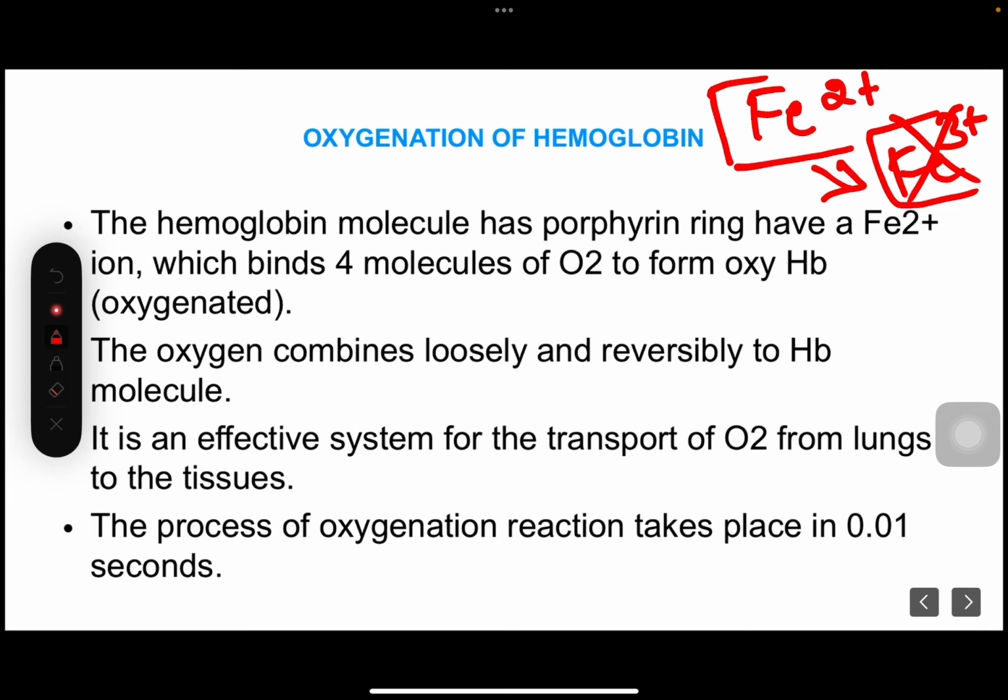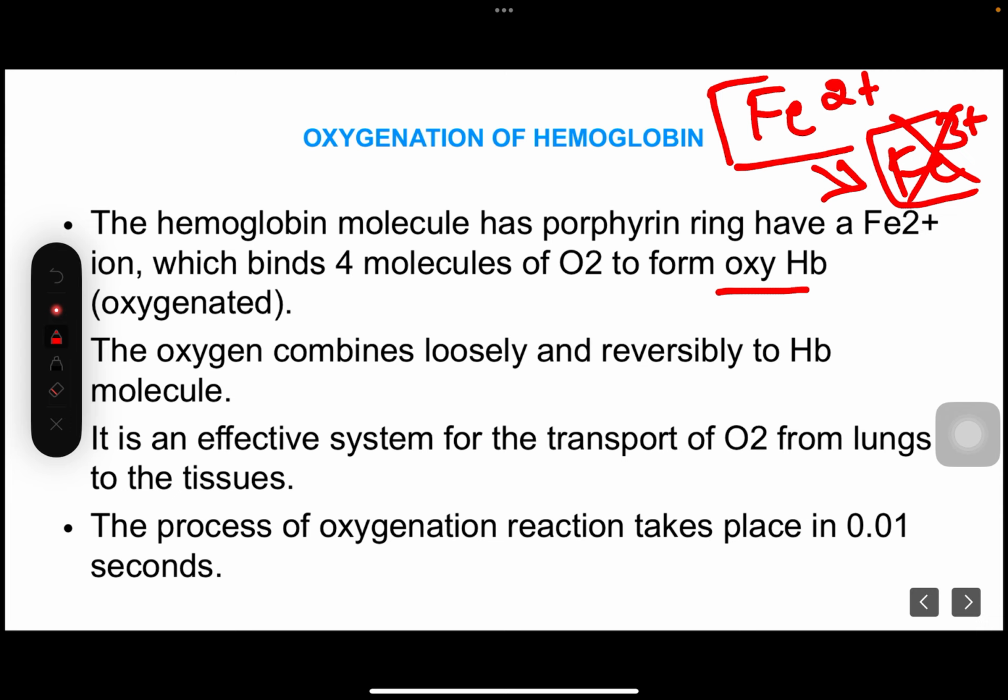Suppose oxidation happens, then the hemoglobin is called methemoglobin, not oxygenated hemoglobin. The hemoglobin molecule has a porphyrin ring which has an iron atom in it, and each hemoglobin molecule can bind with 4 molecules of oxygen, finally forming oxyhemoglobin. This hemoglobin we now call oxygenated hemoglobin.